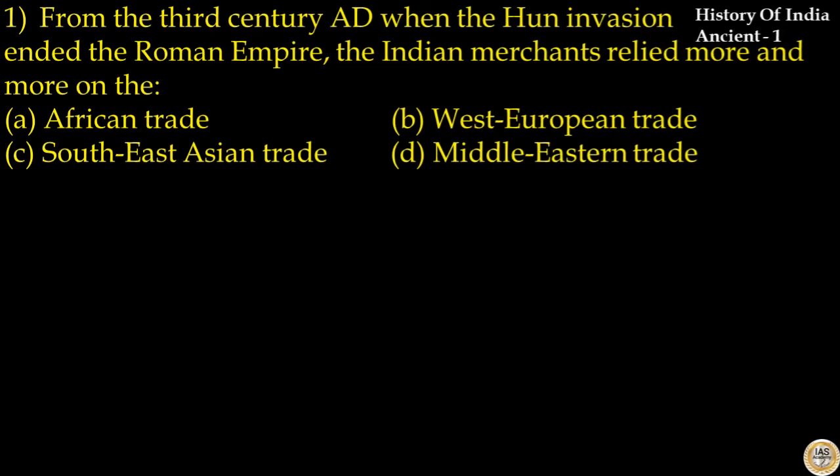Our first question is: from the 3rd century AD, when the Hun invasion entered the Roman Empire, the Indian merchants relied more and more on, options are African trade, West European trade, Southeast Asian trade and Middle Eastern trade. Here the answer to this question is option C, Southeast Asian trade.